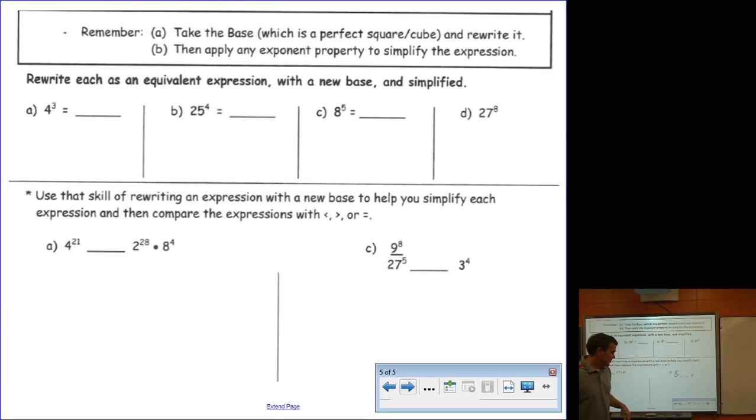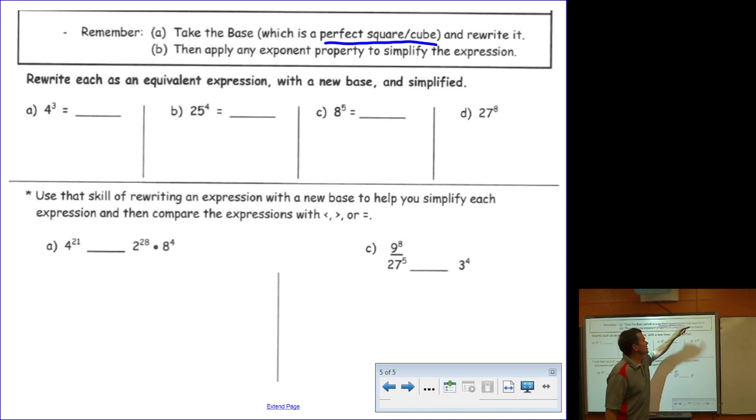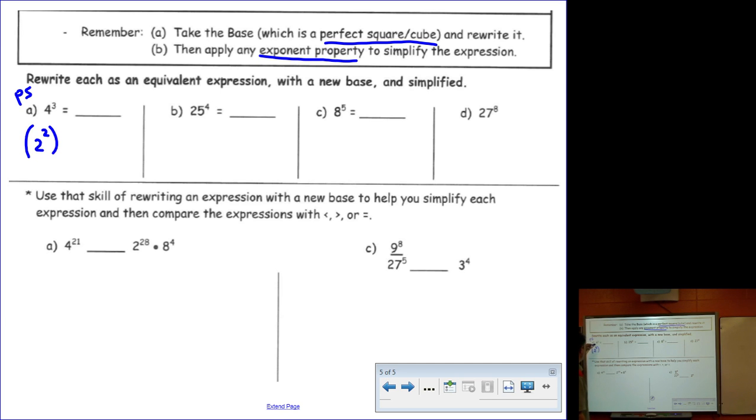All right, we're going to practice a few of these. All right, so we're going to take the base, which is a perfect square or cube, and we're going to rewrite it. And then we're going to apply the exponent property to rewrite the exponent. Here we go. 4. Is 4 a perfect square or perfect cube? Well, of course, it's a perfect square. So 4 can be rewritten as 2 to the second power. But all I did was rewrite the 4. The exponent needs to stay on there.